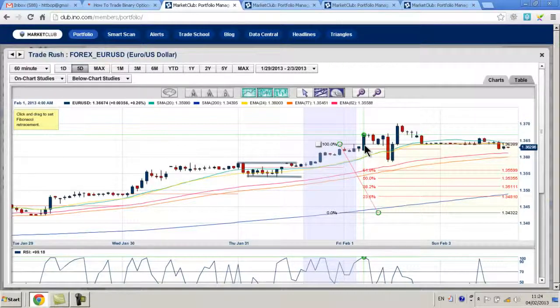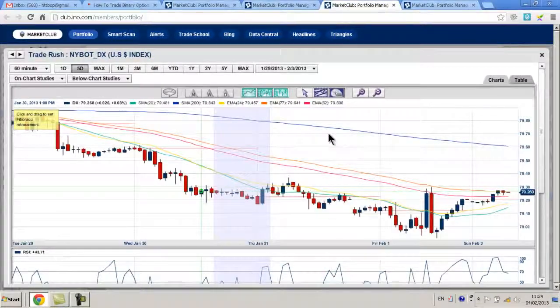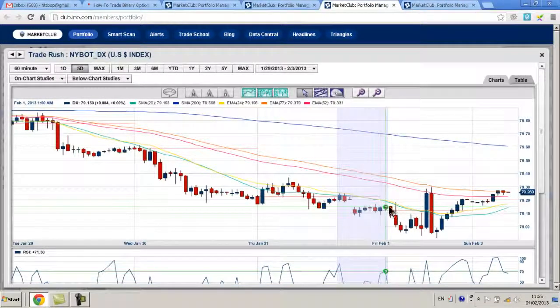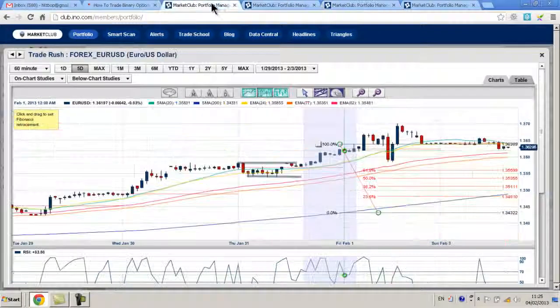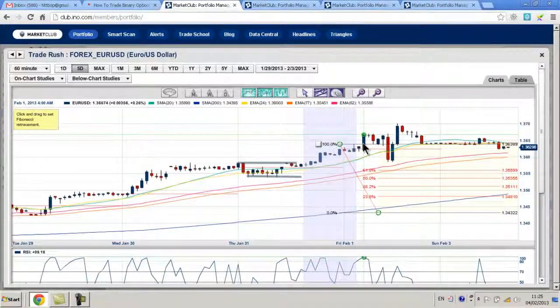So it's broken out there, but while I'm looking for this to break out, I'll go and set it up on my dollar index chart. So I'm looking for 4 p.m. to 2 a.m. Okay. So we're saying it broke out here at 4 a.m. on February the 1st.